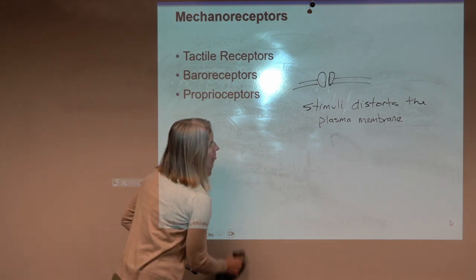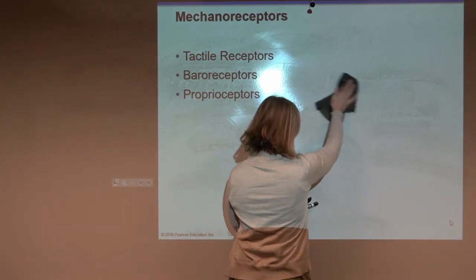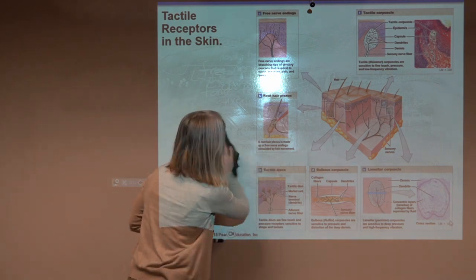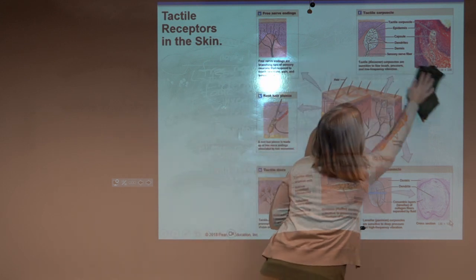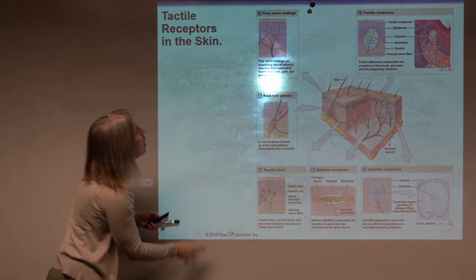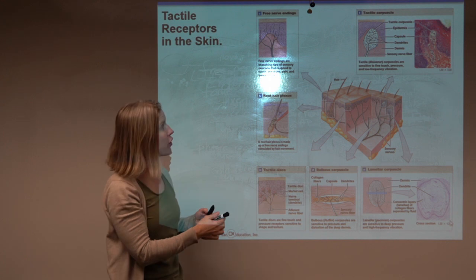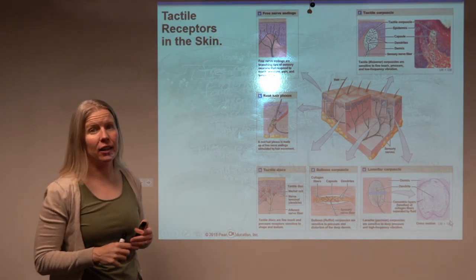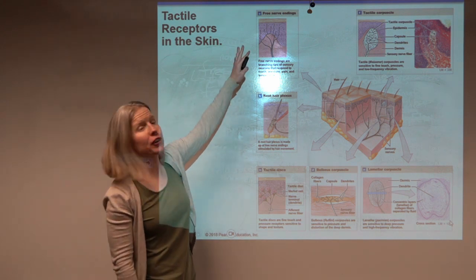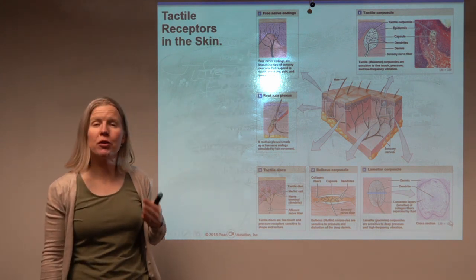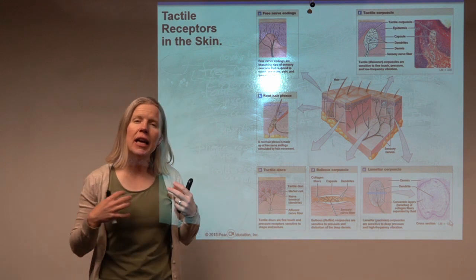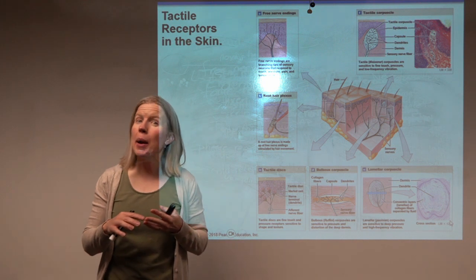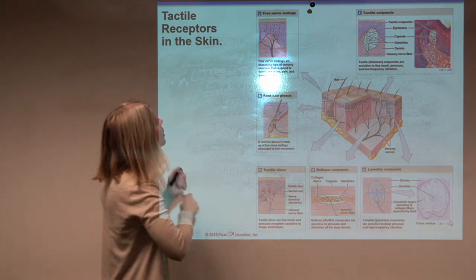So let's look a little more at our tactile receptors. We have a huge variety of these. This is a nice figure out of your textbook that shows you a variety of different tactile receptors. Here's that free nerve ending that we've talked about multiple different times. A free nerve ending gives you information about things like touch, pressure, pain, and temperature.